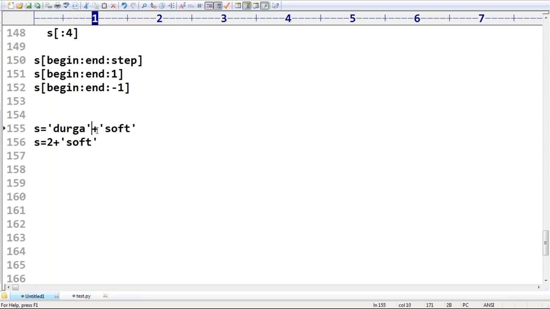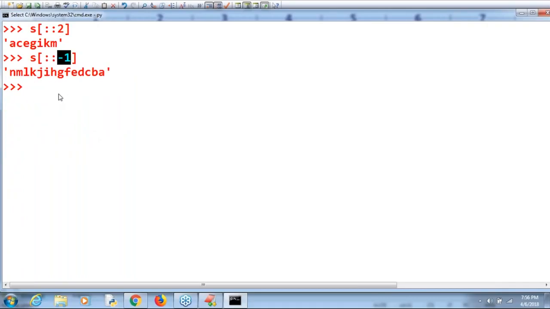In Python, if you want to use the plus operator between strings, compulsorily both arguments should be string type only. If one is a number and the other one is a string, Python is not going to accept it. Have a look once.